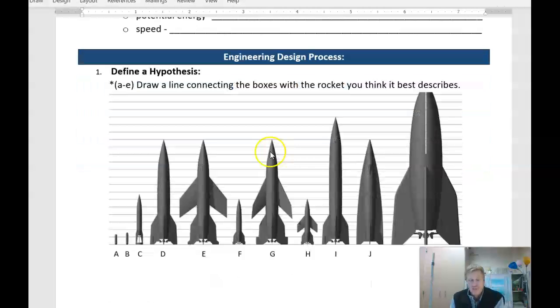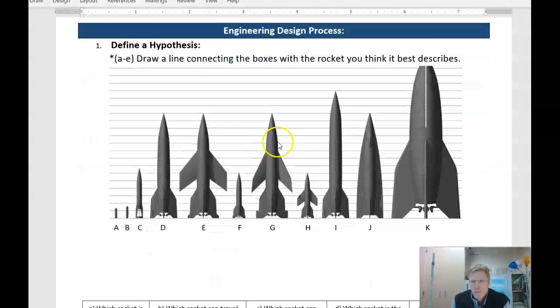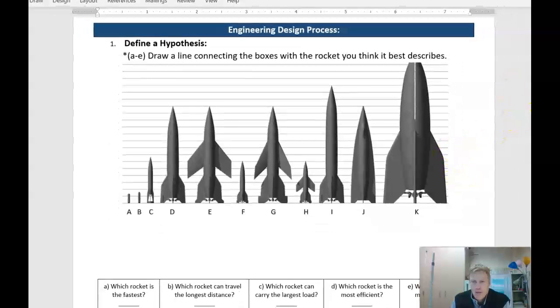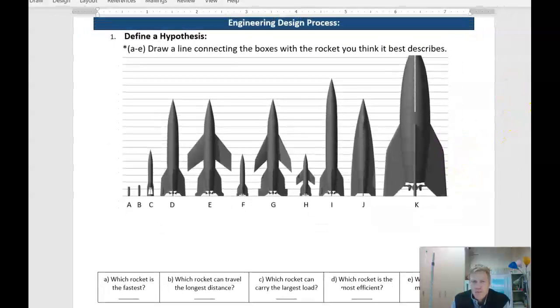So let's start off with this very first question. This very first question is kind of interesting because it's showing some different rockets. Now, in this one, this is just kind of a fun activity to compare many different types. Draw a line connecting the boxes with the rocket you think it best describes.